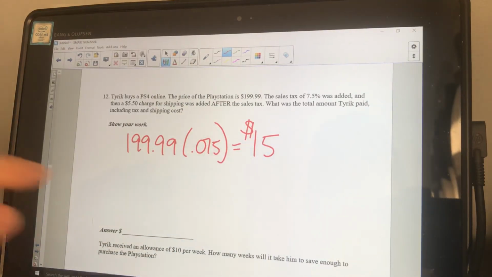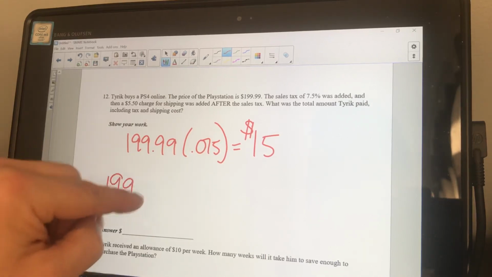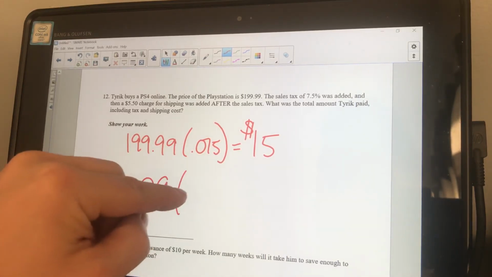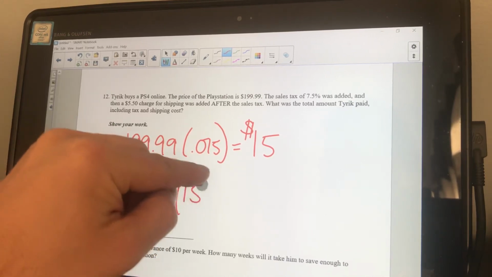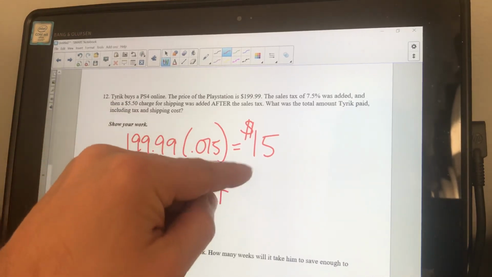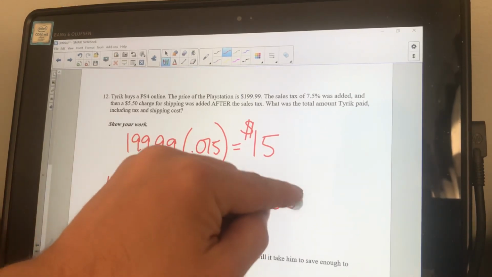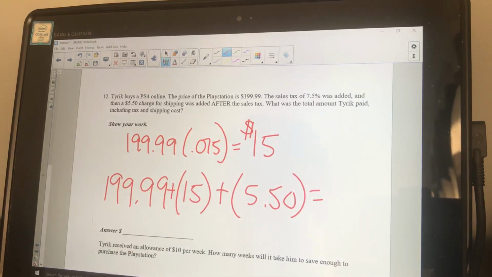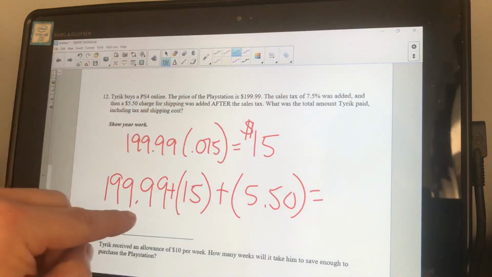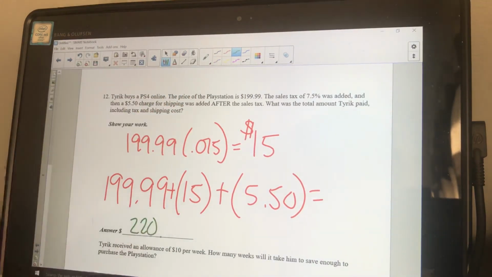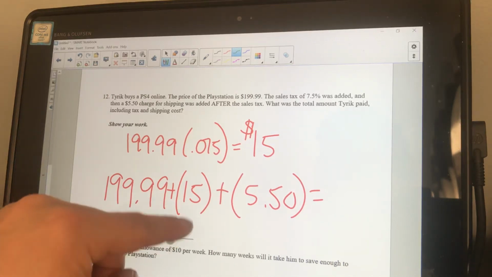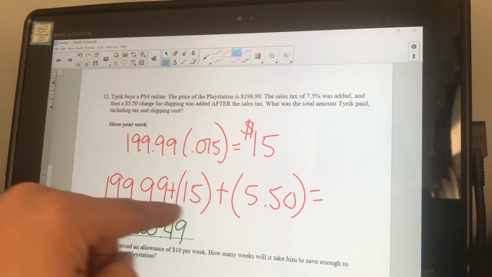Okay. How much did he pay? He had to pay the $199.99. He had to pay the $15. He had to pay the shipping cost, $5.50. Okay, so that was a flat fee. That wasn't a percent or anything like that. $199.99 plus $15 plus $5.50 is $220.49. That's how much he had to pay total.